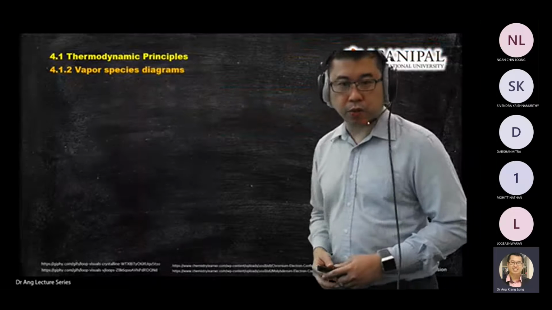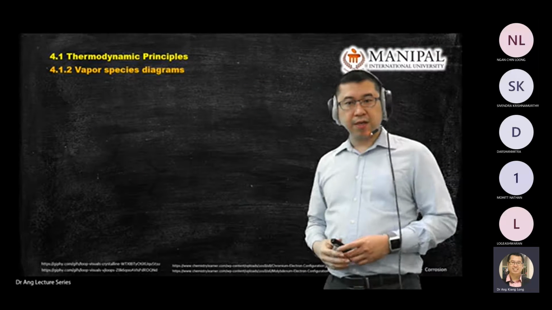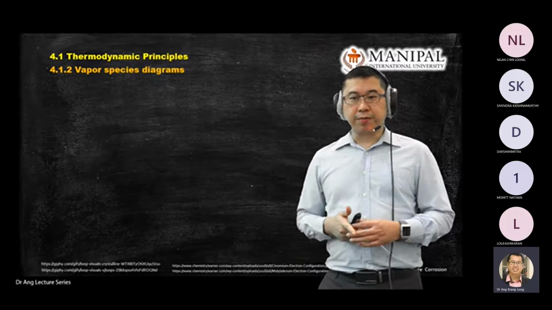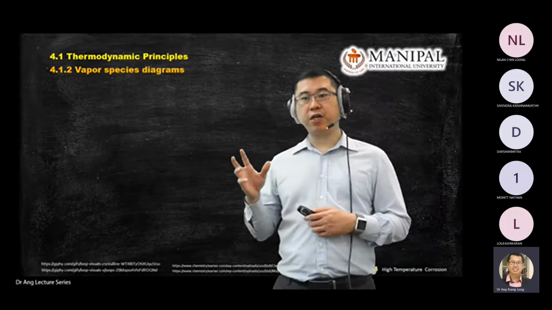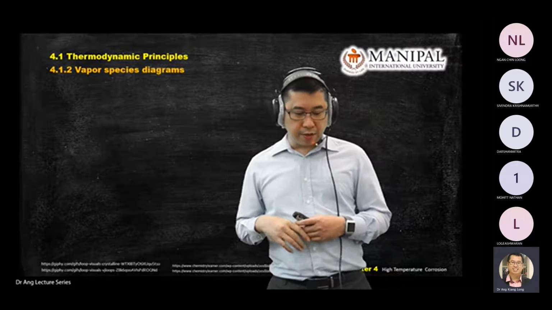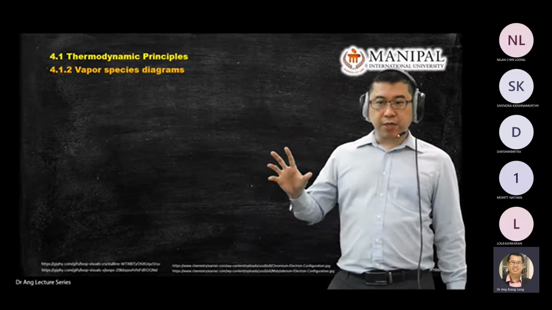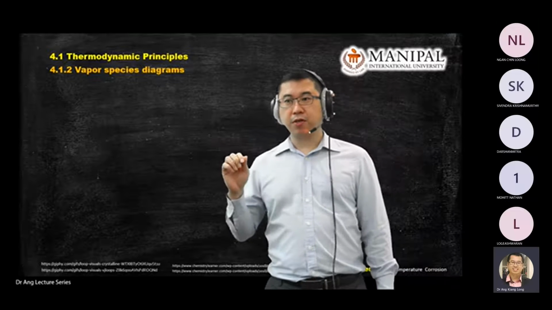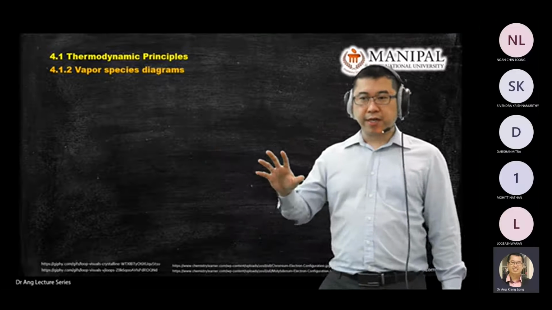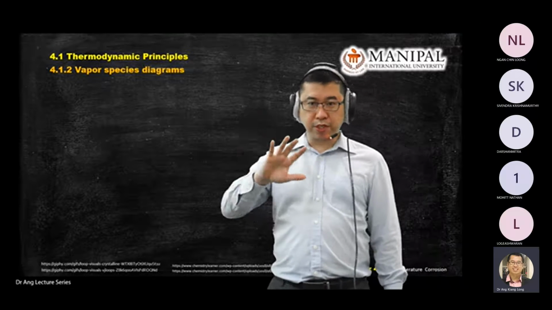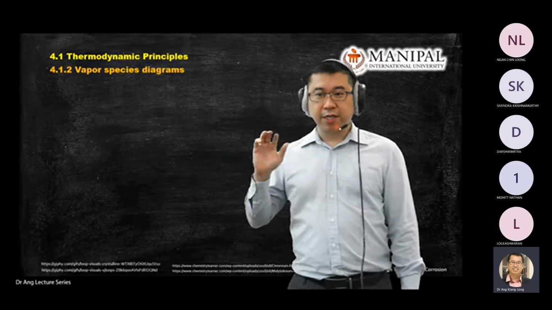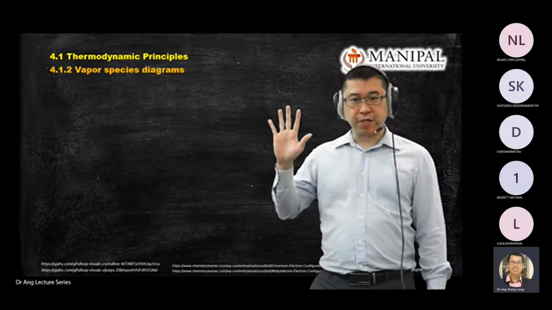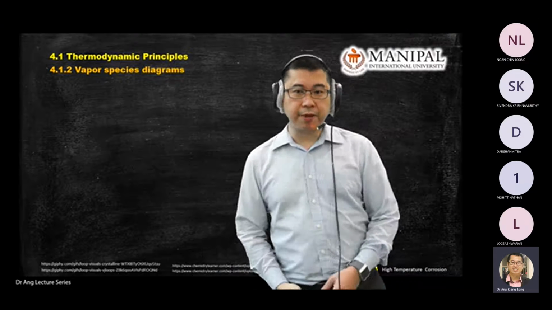Next, we go into the vapor species diagram. When we talk about high temperature, when you learn about changes of material states, from solid, if you talk about water or solution, then to molten, you reach a saturation stage, then you become gases and so on. So you have a lot of states. One of the states is vapor.